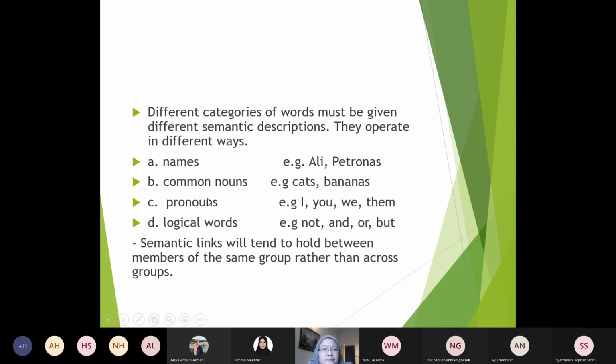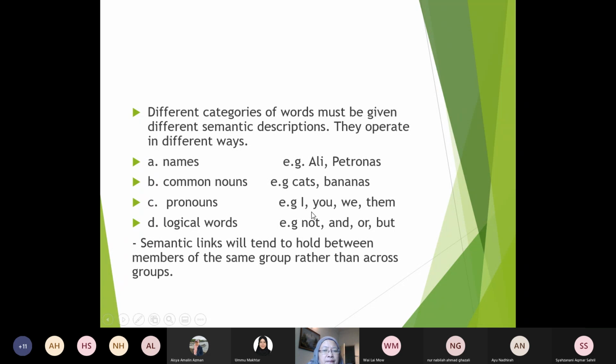Different categories of words must be given different semantic descriptions because they operate in different ways. So for example, the word category of nouns, specifically proper nouns, names. Names will refer to the name of a person or the name of a building or institution. So this is referring. Common nouns, cats, bananas, also referring. What about pronouns? Pronouns are different from names and common nouns.